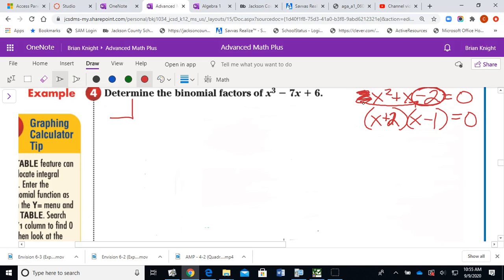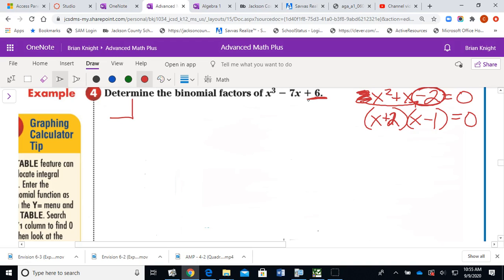So for our problem right here, x cubed minus 7x plus 6, I know the possible factors of the entire thing are just what are the factors of 6? 1, 2, 3, and 6. And of course, it could be -1, -2, -3, and -6. So how many total choices do we have? 8. We have 8 total choices.